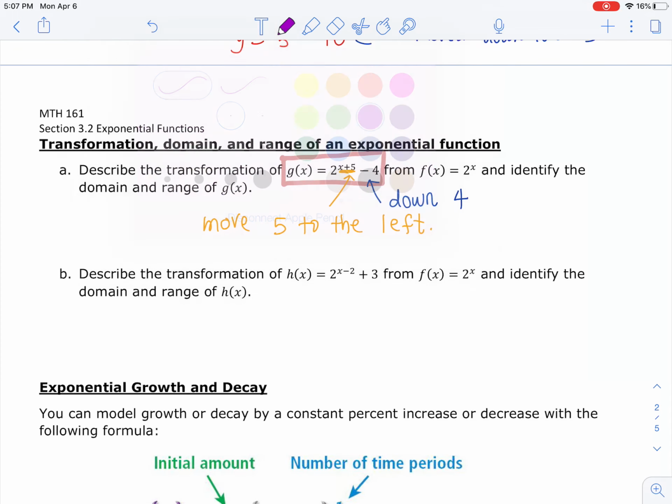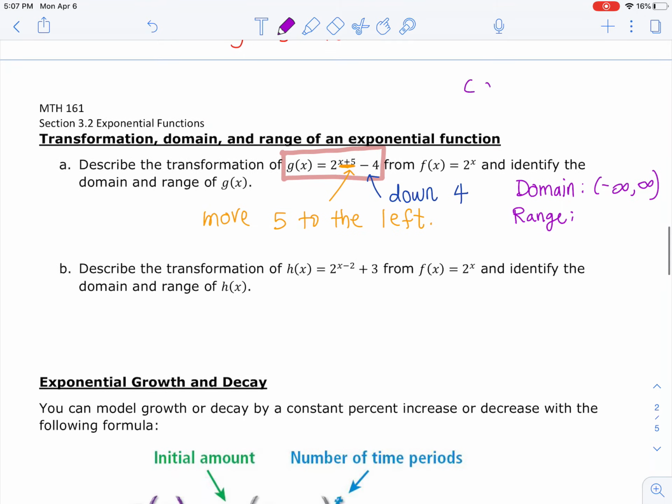All right, so let's identify the domain and range of this. Again, I'm just going to do A and B and then stop the video. Domain is going to be, even if you move it, it's still all real. Okay, domain is going to be all real.